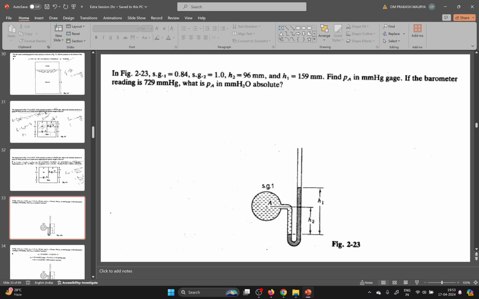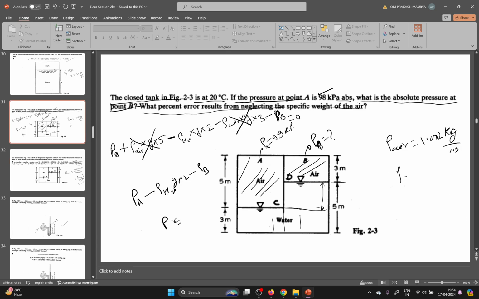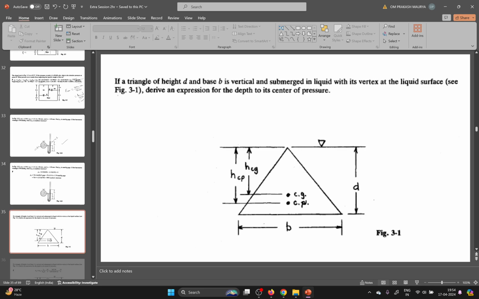So now moving ahead to the next question. The question is very simple. The mercury thing: if you see in the figure, the specific gravity is given. The specific gravity for this is 0.84, and the specific gravity of this is given as 1, maybe this will be water, and heights H2 and H1 are given. It is very easy. You can utilize the concept I discussed previously and get the answer for this question also. Very easy. So here is the answer.